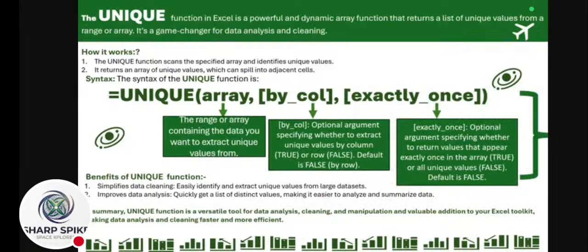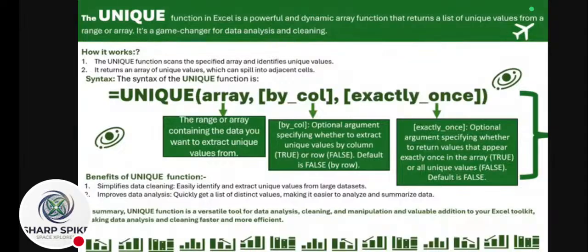How does it work? The UNIQUE function scans the specified array and identifies unique values. It returns an array of unique values which can spill into adjacent cells. Its syntax is =UNIQUE(array, by_col, exactly_once).